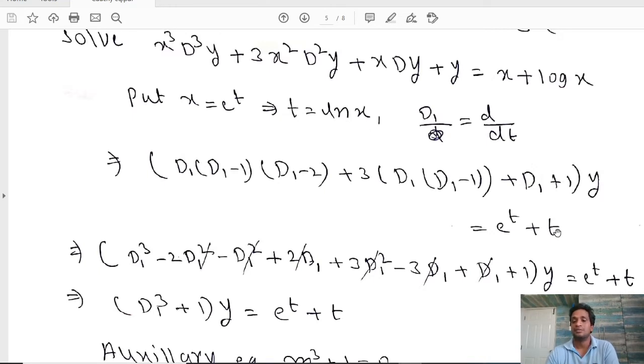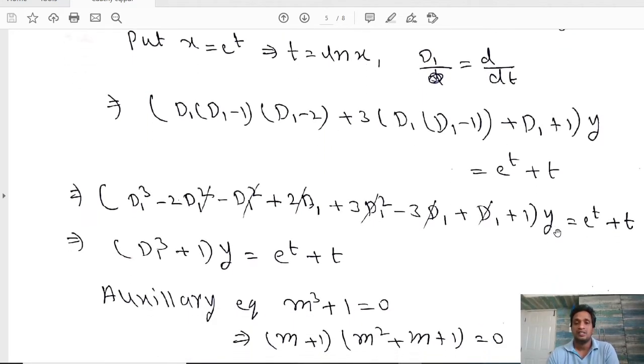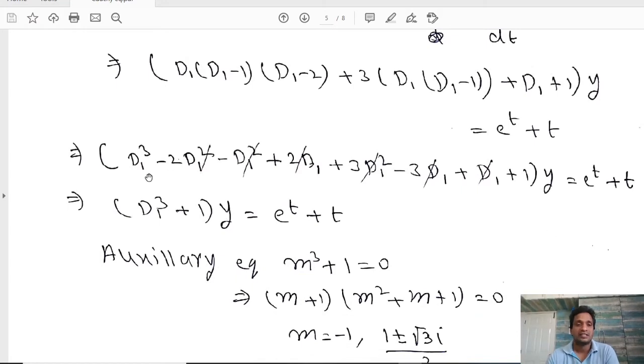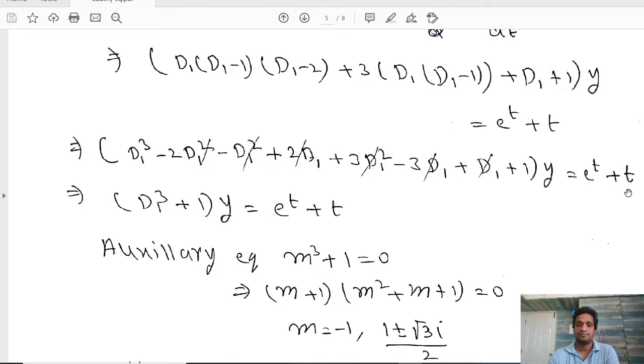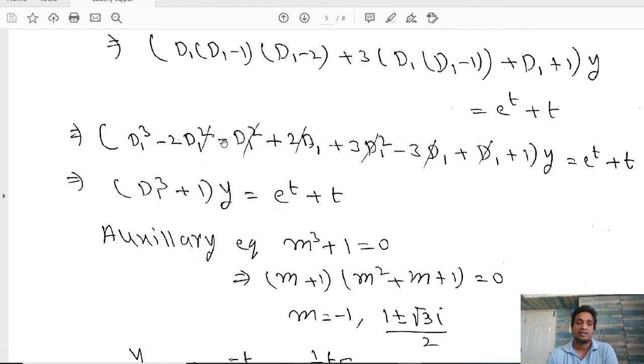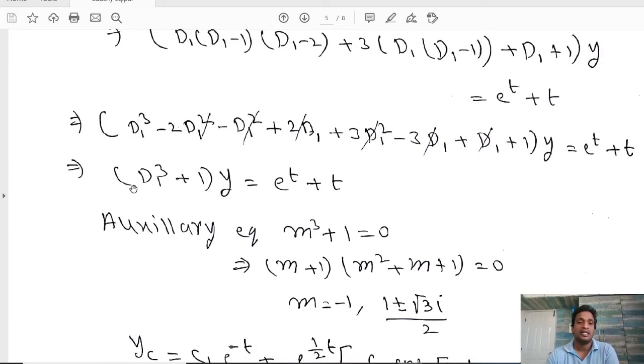If I simplify this, I will get D1 cube minus 2D1 square minus D1 square plus 2D1 plus 3D1 square minus 3D1 plus D1 plus 1 into y is equal to e power t plus t. Many terms get cancelled, and the final form will be D1 cube plus 1 into y is equal to e power t plus t.